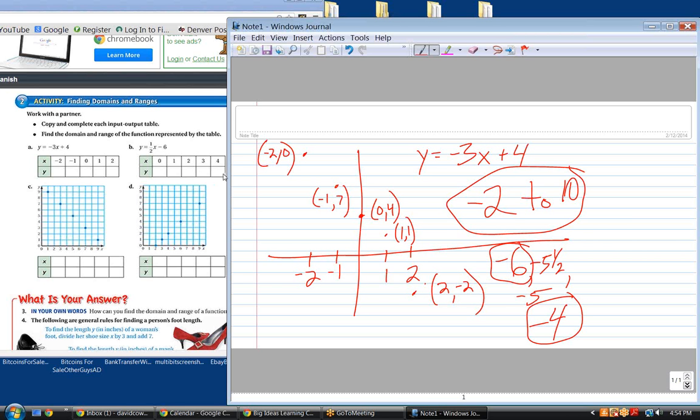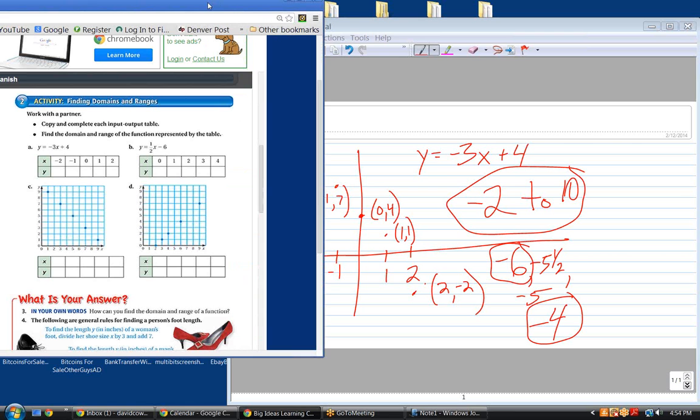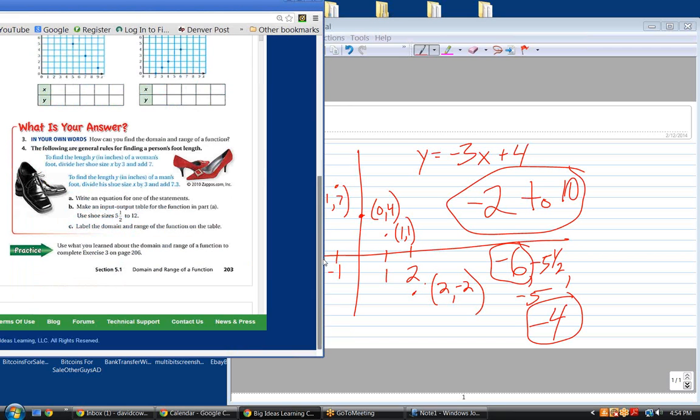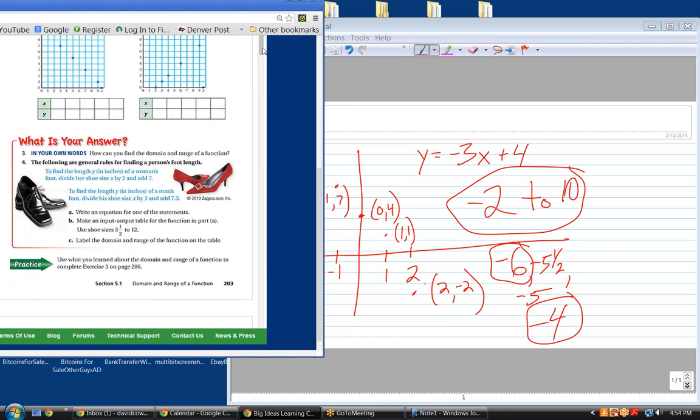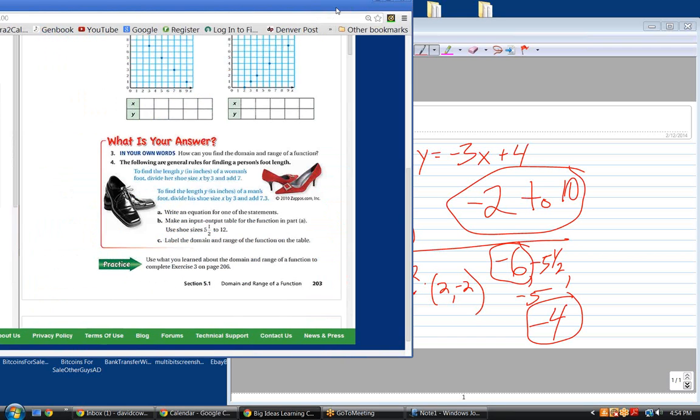Okay? All right. Let's see what else they have here. I'm not a huge fan of this method of teaching domain and range, but we've got to work with what we have.